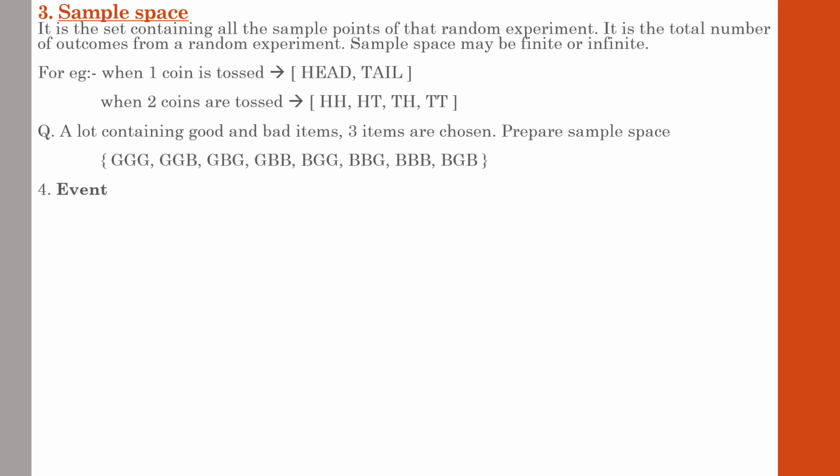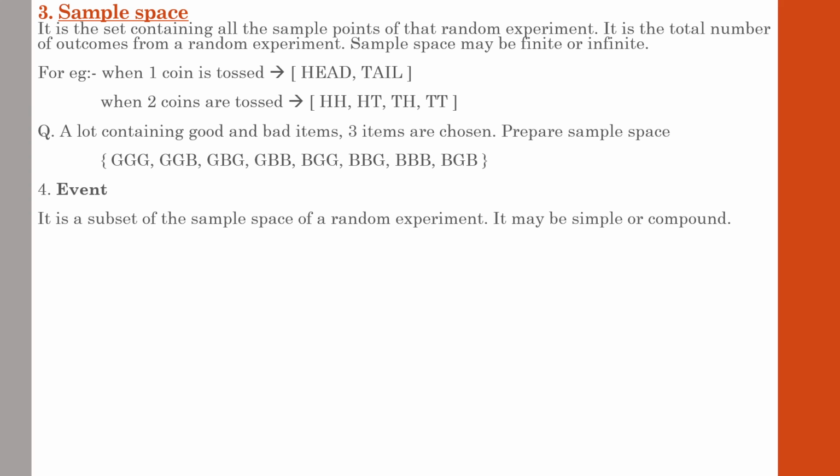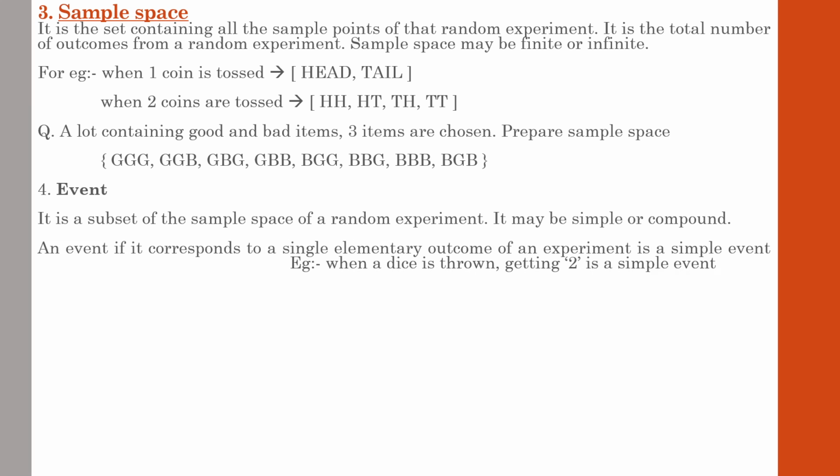Next one, event. An event is a subset of the sample space of a random experiment. It may be simple or compound. With an example, you will get the clear picture. An event, if it corresponds to a single elementary outcome of an experiment, is known as a simple event.